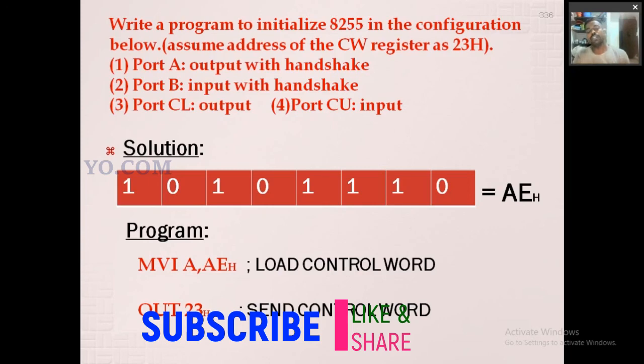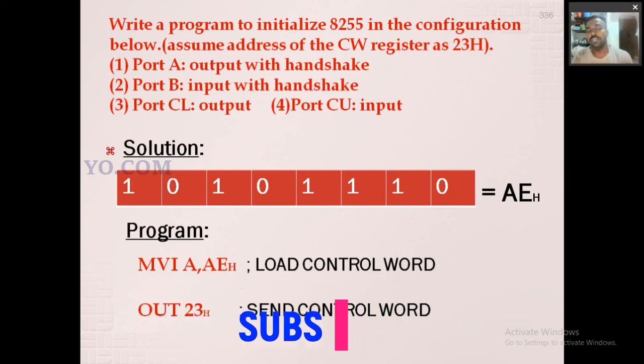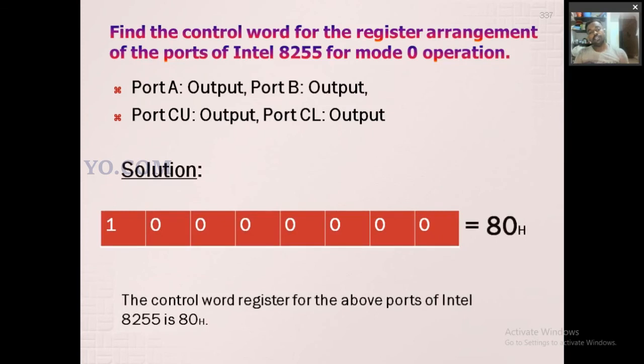The control register address is 23, already given in our problem. So MVI A, AEH, so AEH is loaded into the A register, and after that OUT 23. So we are sending that AE to the control register. Once the control register is loaded with AE, the 8255 operates based on the control word given in the control word register.